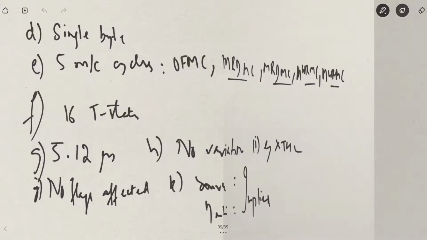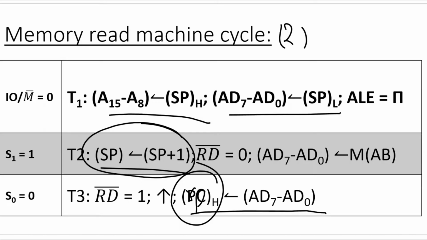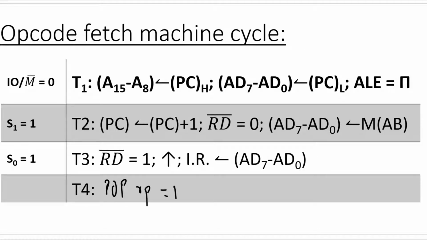Then the micro RTL. You have the opcode fetch machine cycle. In the opcode fetch machine cycle for this case, simply in the T4 state, XTHL will become equal to 1.